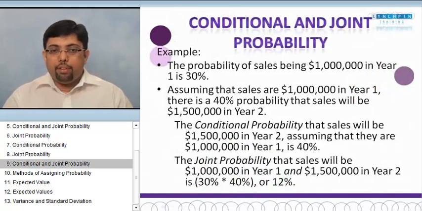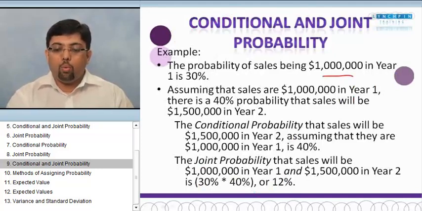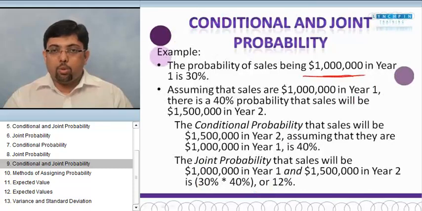There is an example given for conditional and joint probability. The probability of sales being 1 million in year 1 is 30%. So we have a 30% chance that we will have sales of 1 million and a 70% chance that we will not have sales of 1 million. Assuming that the sales are 1 million in year 1, there is a 40% probability that our sales will be 1.5 million in year 2.